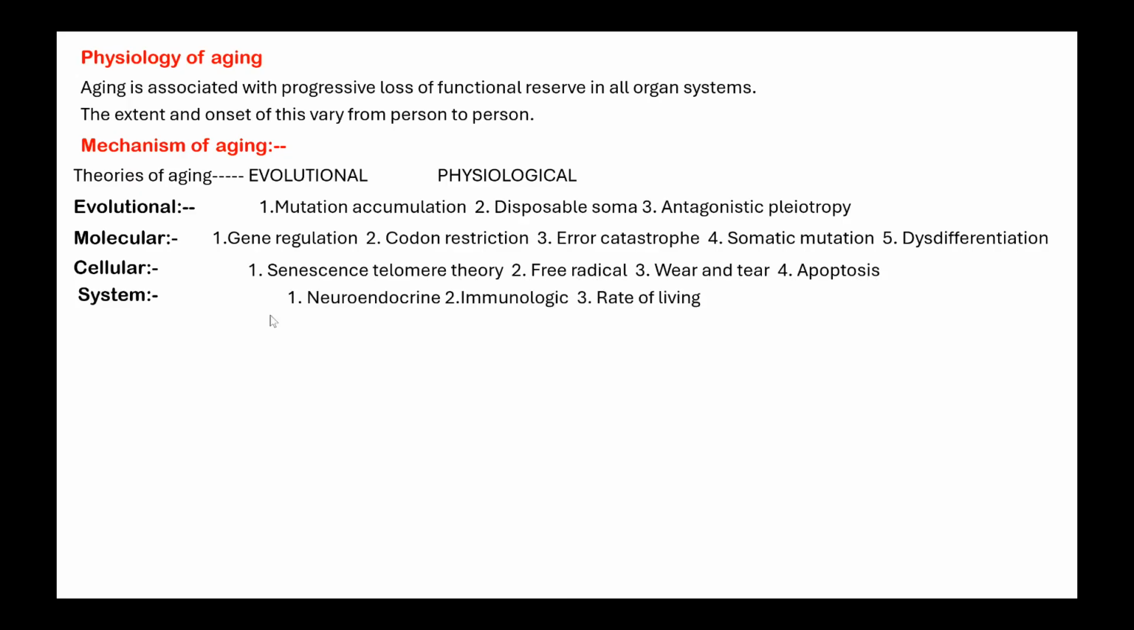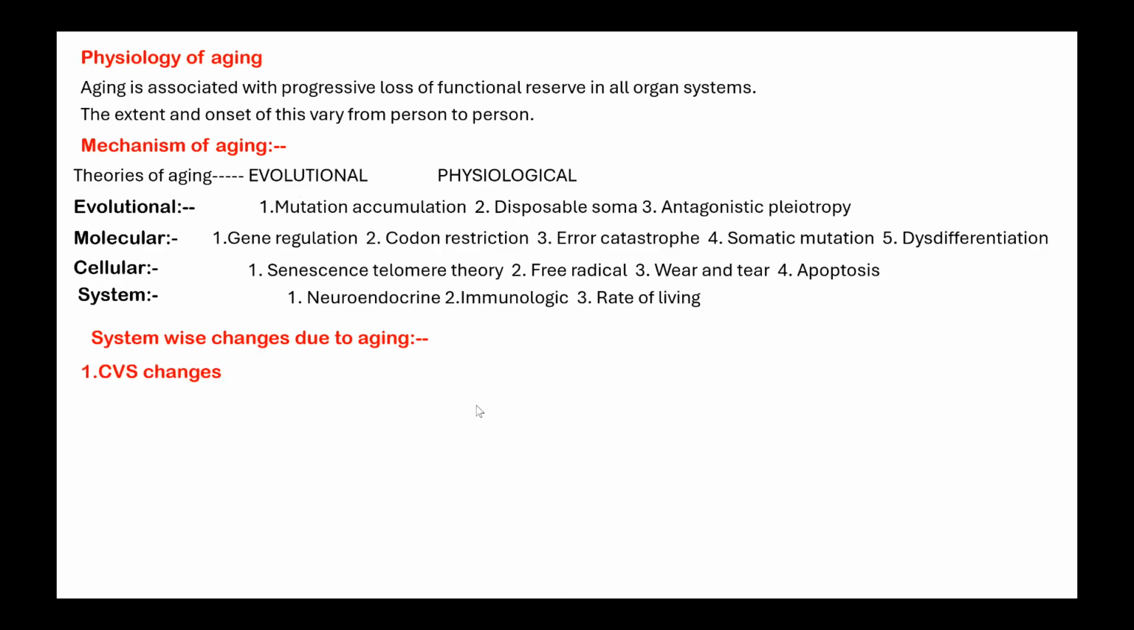And system-wise, there are neuroendocrine factors, immunologic factors, and the rate of living factor. These are all supposed to be the mechanisms of aging. At least, even if you don't expand on them or talk about them in detail, you have to know the classification and the mechanism of why people become aged.